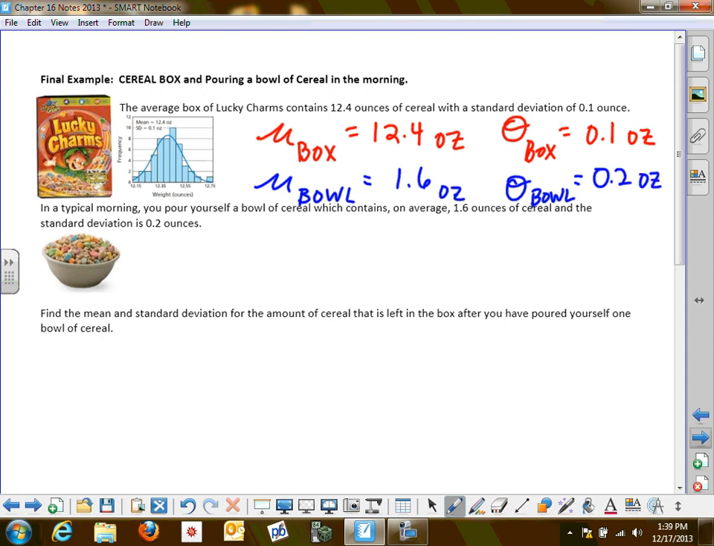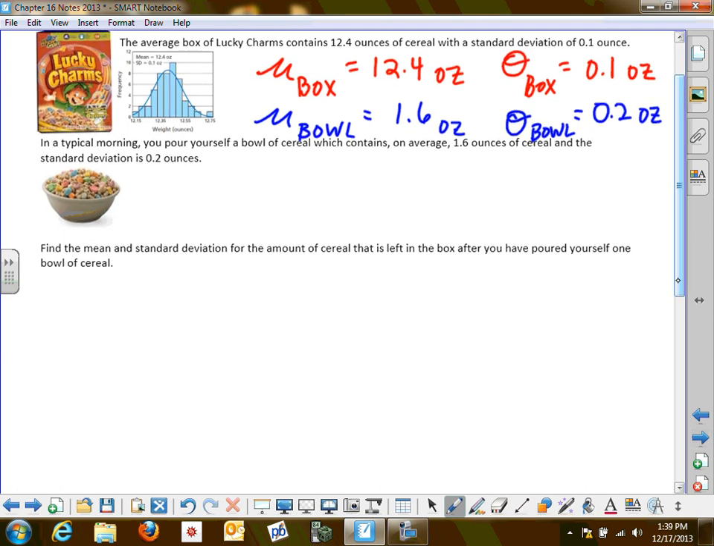All right. So the question is, find the mean and standard deviation for the amount of cereal that is left in the box after you pour your bowl. What mathematical operation is that? Subtraction. We are finding the difference. We are subtracting out the bowl. Okay, so let's do that.